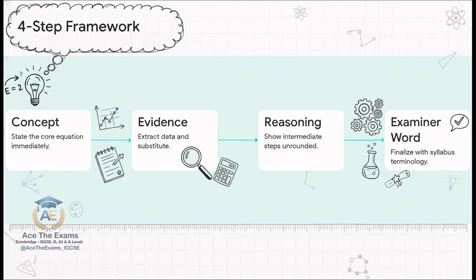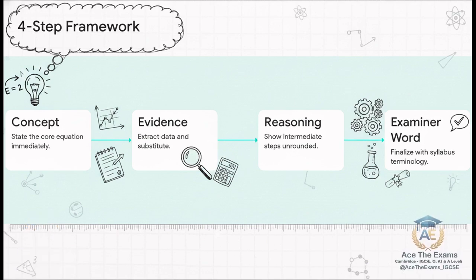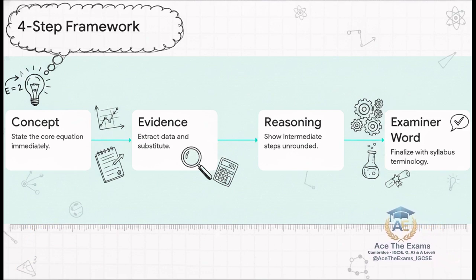Step 1, state the core concept or equation immediately. Don't hide it, put it right at the top. Step 2, extract the exact evidence or data from the question prompt and substitute it into your equation. Step 3, apply clear scientific reasoning. This is where you explicitly show your intermediate calculation steps without rounding a thing.